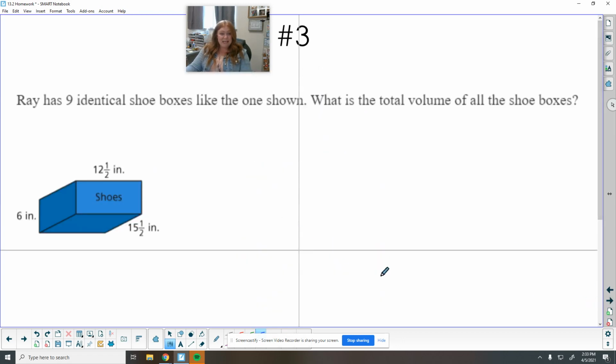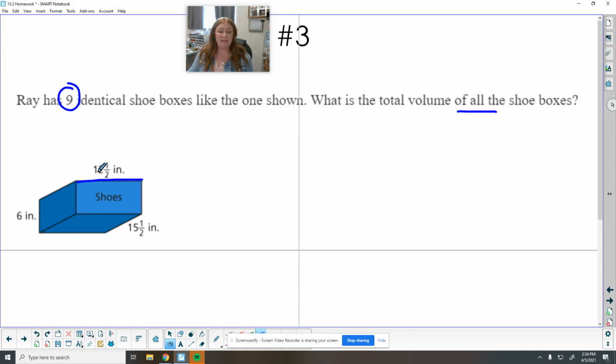Number 3 says that Ray has 9 identical boxes to this one that is shown. What is the total volume of all the shoe boxes? So finding this one will give us 1, and then we'll need to do 9 of those. So here we can see our length is 12.5. I'm going to make those improper as I go.